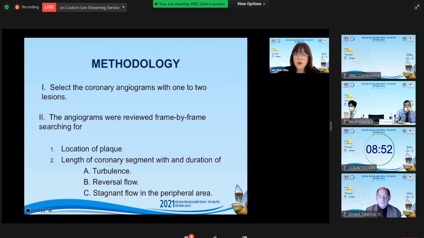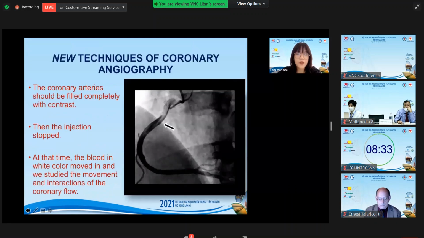The research team selected coronary angiograms with 1 to 2 lesions. Frame by frame, at 15 frames per second, the angiogram is examined for plaque location, time and length of coronary segment turbulence, reversal flow, and stagnant flow. The coronary artery should be properly contracted and should capture the whole artery in full length with all the frames totally inside the screen. Then stop the injection. At that moment, blood in white color flows in, and we see the movement and interactions of the coronary flow.